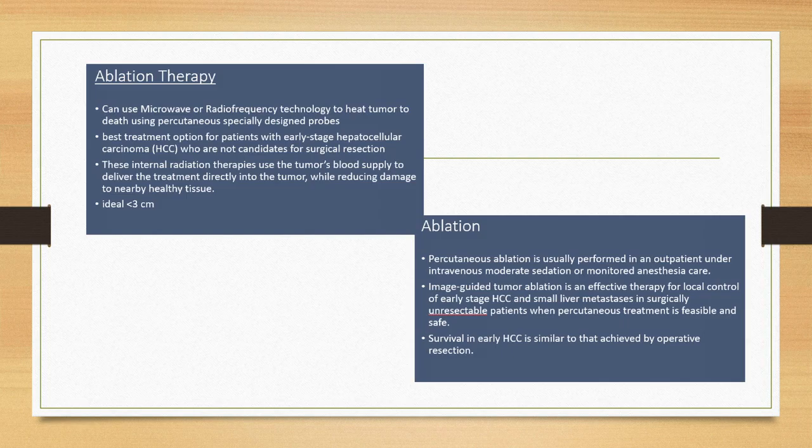This is an outpatient procedure, usually just a little bit of moderate sedation. You go home right afterwards, really little side effects. It's really good local control for early stage HCC. And now we're using it more also for patients with metastases. So say it's a breast cancer patient with a single mass in the liver, it would be a way to treat that single metastasis there. And studies have shown the survival with early HCC is similar to that achieved by operative resection. And liver surgery is no joke. It's a major surgery, so if you can avoid it and do it this way, it's a great option.